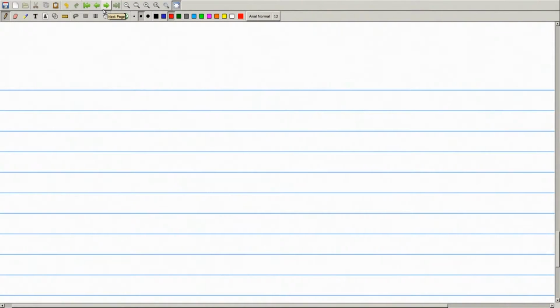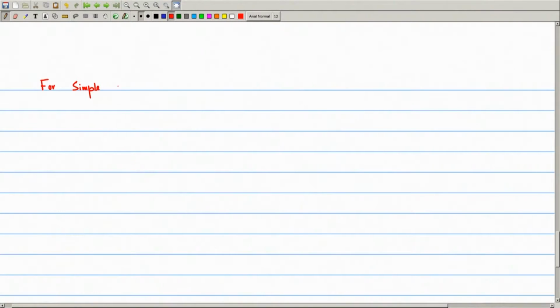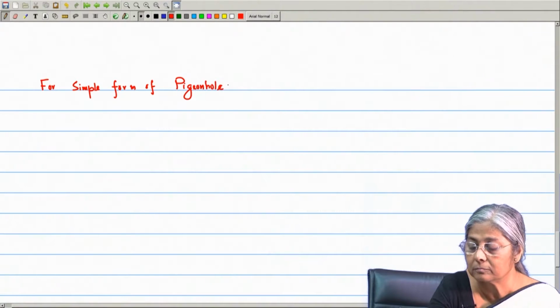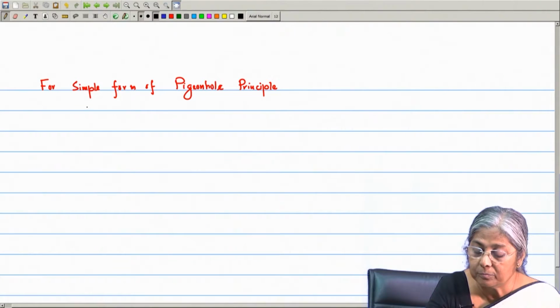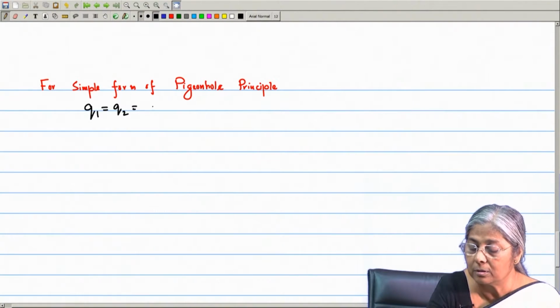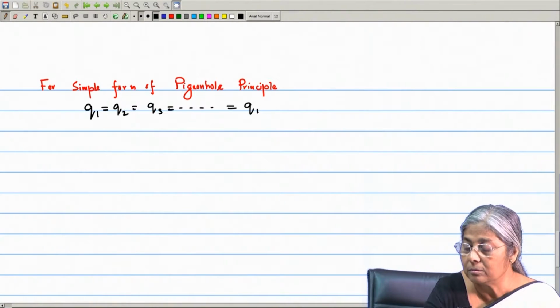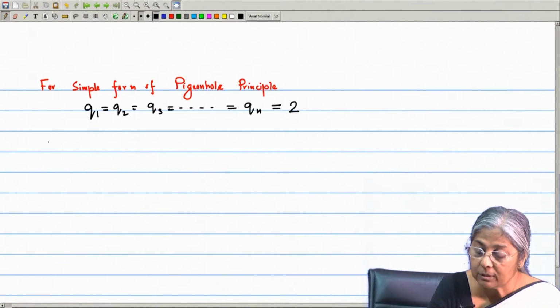Now, we see what are the other different ways we can state the strong form of the Pigeonhole principle. Before that, since we have said many times that the strong form is called the generalized form, we see that we can get the simple form from the generalized form. How can we get the simple form? For the simple form of the Pigeonhole principle, say if we put Q1 equal to Q2 equal to Q3 equal to Qn equal to 2, then what is the total number of objects?